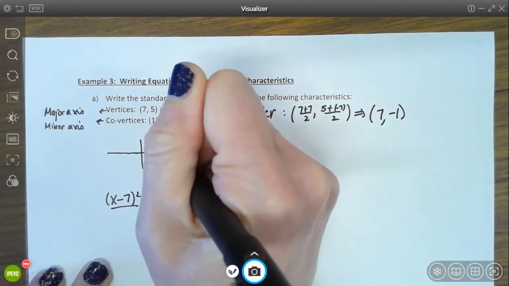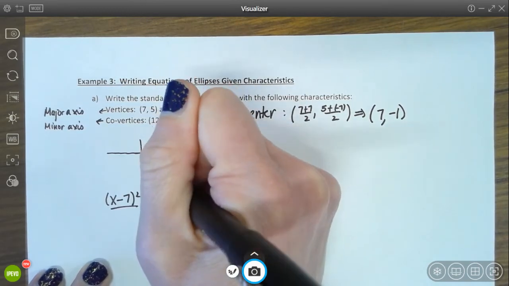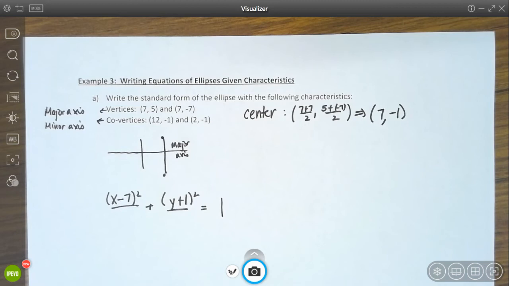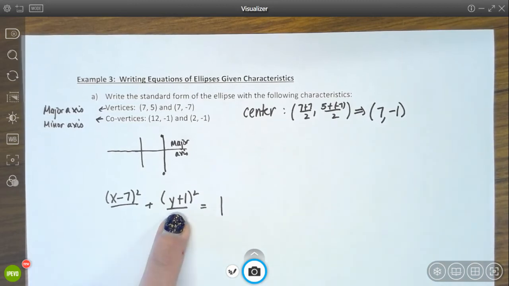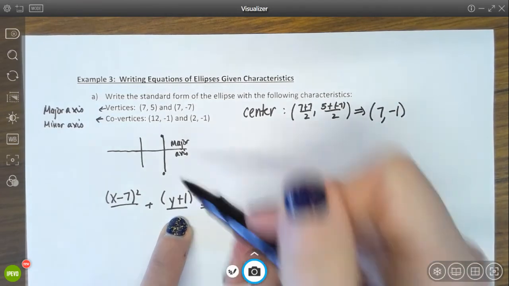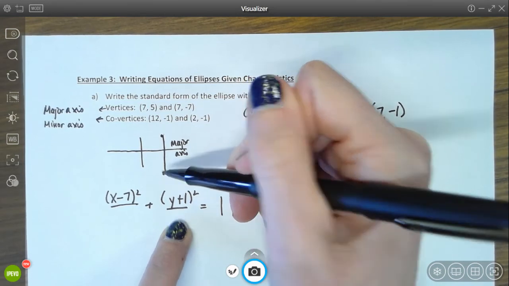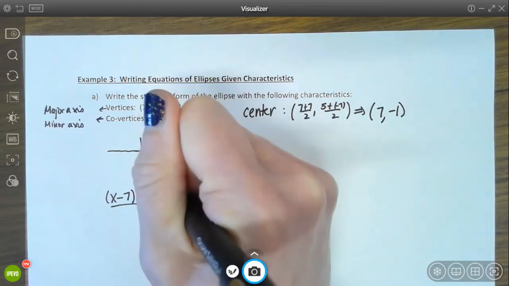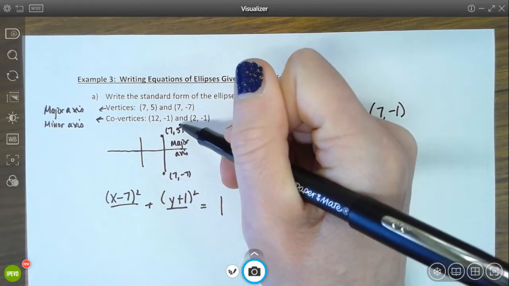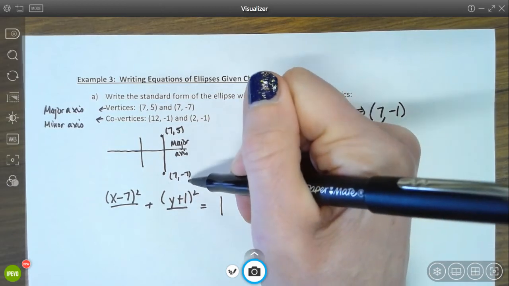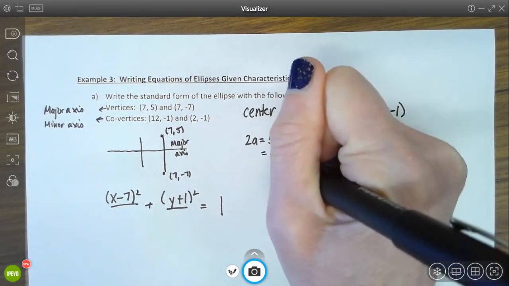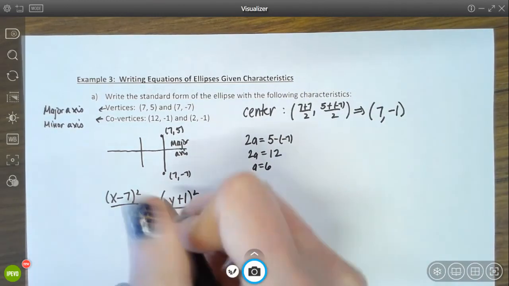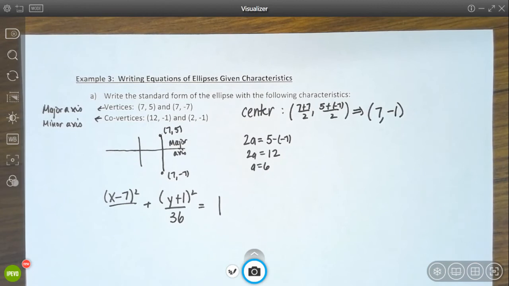So 7, 5 would go right 7, up 5 units; 7, -7 would go right 7, down 7 units. So my major axis right here is vertical. And if my major axis is vertical, that means my a squared is going to go with my y's. And again, the distance from one vertex to the other is going to be 2a. So I'm going from this point up here at 7, 5 down to that point right there. If I want to know how far apart these points are, I'm just going to subtract those values. So 5 minus -7, which is 12, would give me my length of 2a. So if 2a is 12, then a is 6, and now I know that I can put that 36 down there in my denominator.